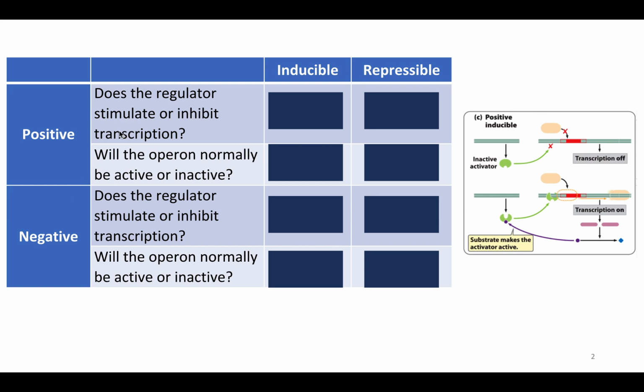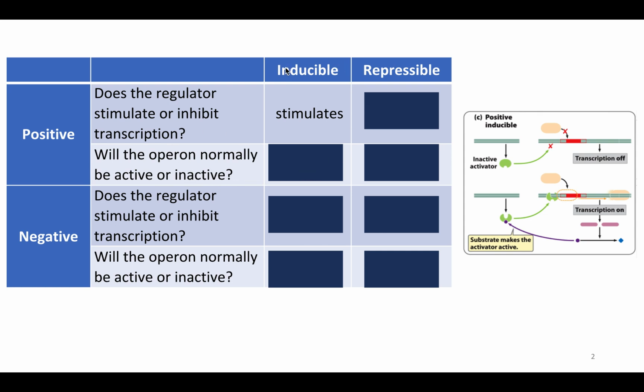So first, with the positive inducible operons, let's start off with that word positive. With positive operons, the regulator is always going to be an activator. So right here we have a positive inducible operon, and so our regulatory protein is an activator. So this first question, does the regulator stimulate or inhibit transcription? The activator is actually going to stimulate transcription, as its name kind of gives away. It activates the operon, or it stimulates transcription. So stimulates.